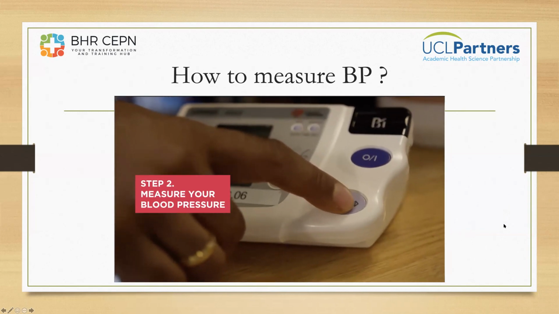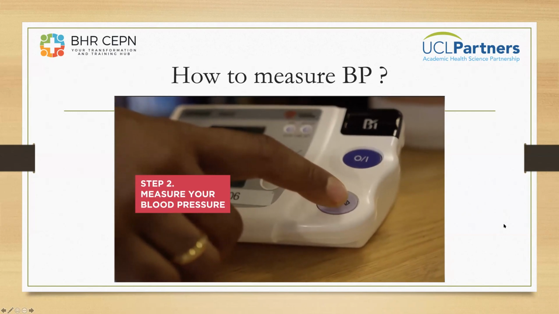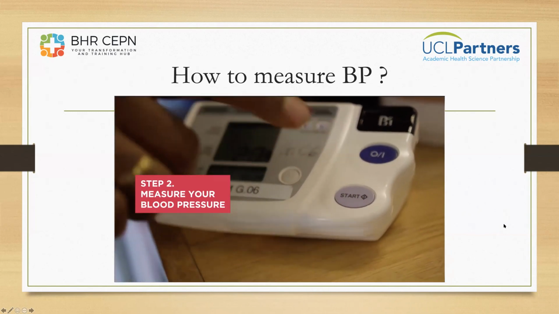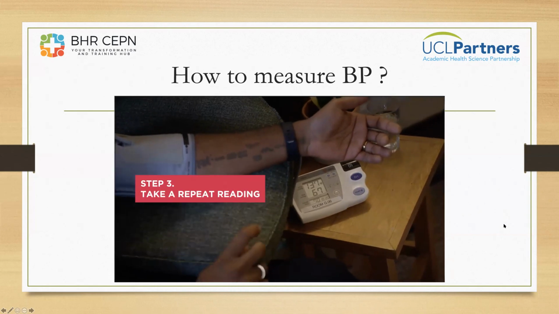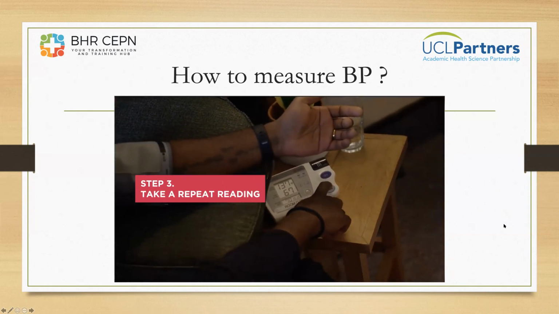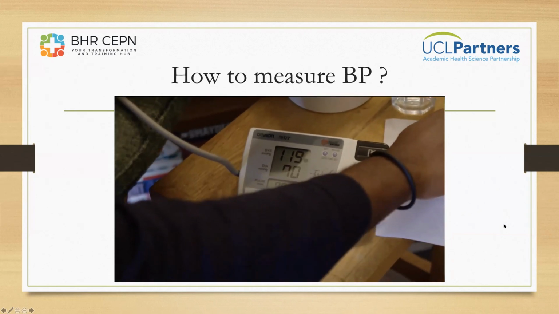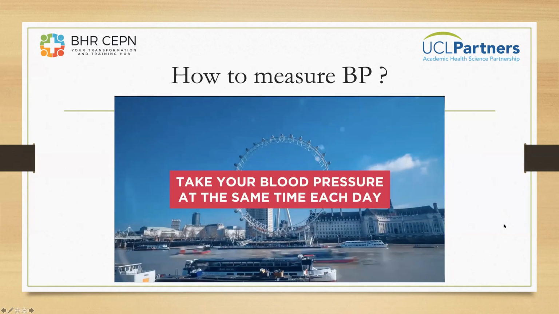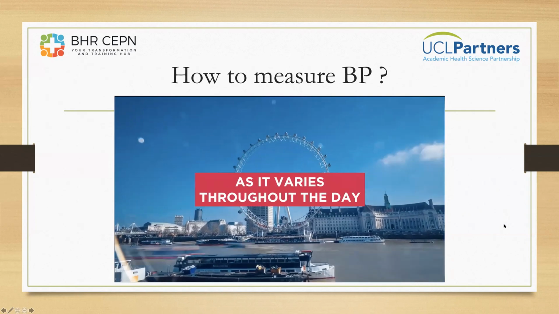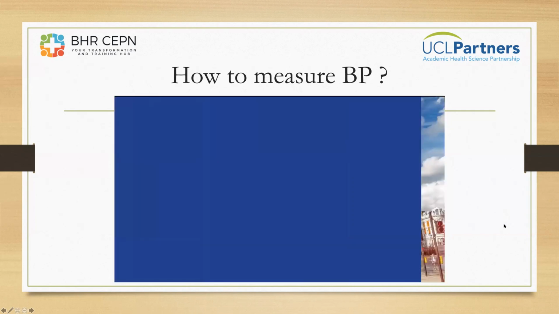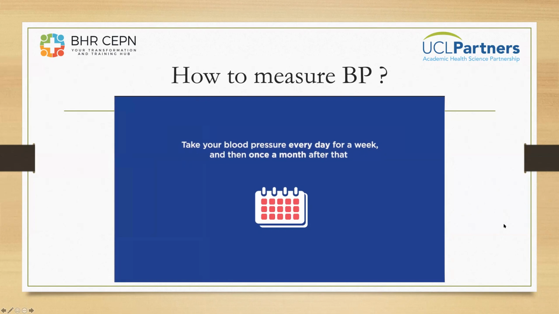If your monitor doesn't log blood pressure numbers, write them down. Take a repeat reading. The first reading is almost always high, so wait for a couple of minutes and then do it again. Then take an average of those two readings and write it down. Take your blood pressure at the same time each day as it varies throughout the day. Take your blood pressure every day for a week and then just once a month or so after that.